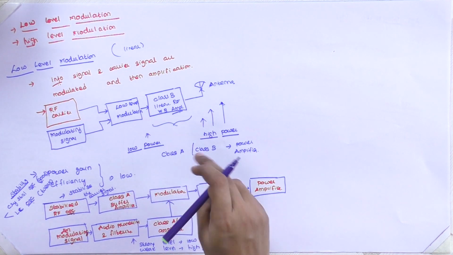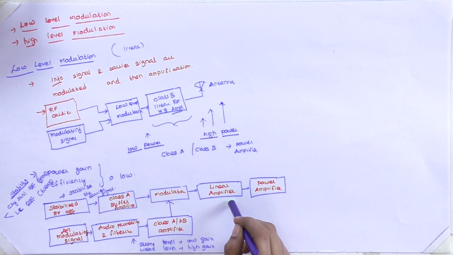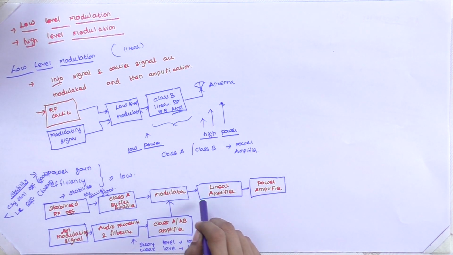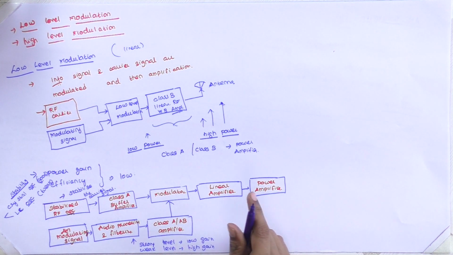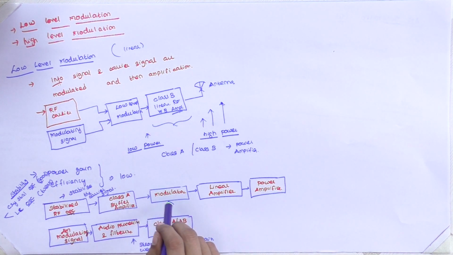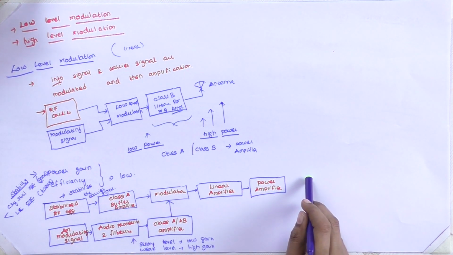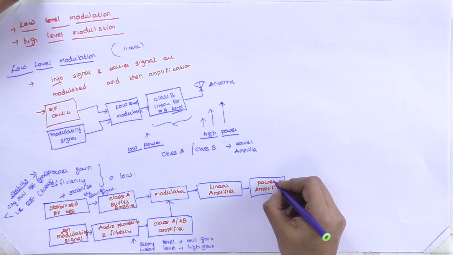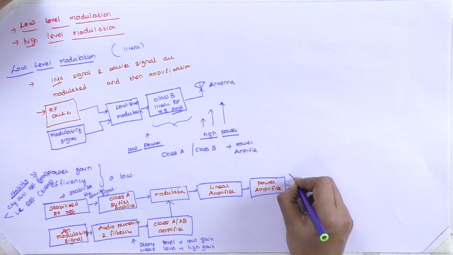Both the signals are fed to the modulator. Followed by the modulator, we have a series of amplifications: a linear amplifier followed by a power amplifier. These are all the RF section. This is our buffer section, exciter section, followed by our RF power section. Then this is fed to the antenna.